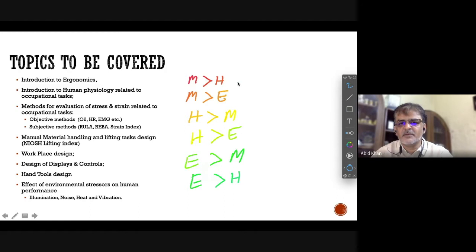Machine can affect human performance, machine can affect the environment, human can affect machine performance, human can affect the environment. This is the case: when the machine is having some problems, the human will be affected. If the human has a problem or low skills, machine performance will be affected.